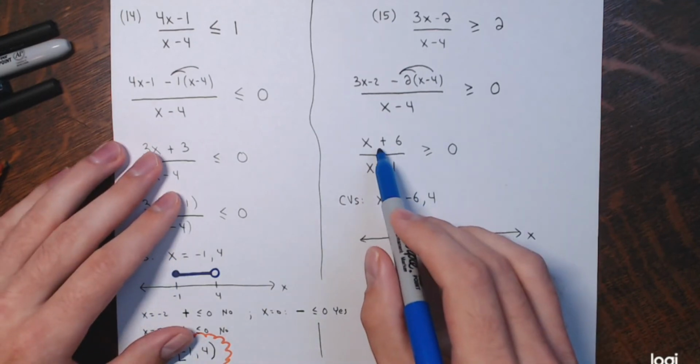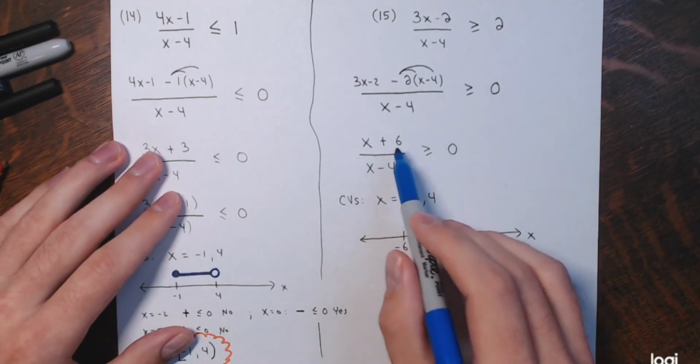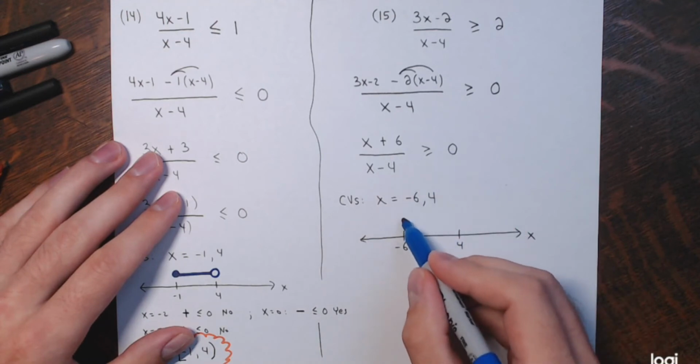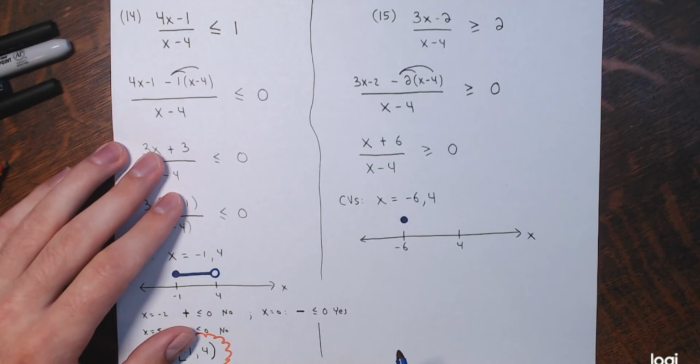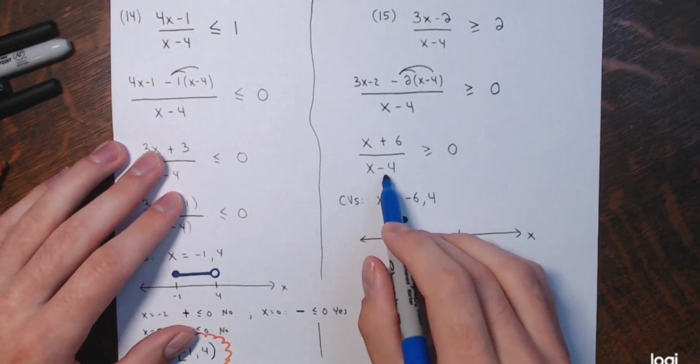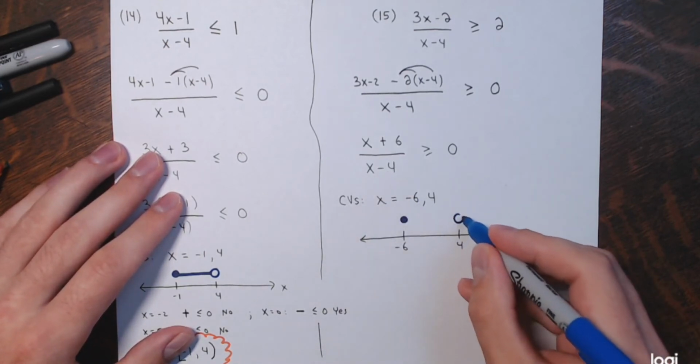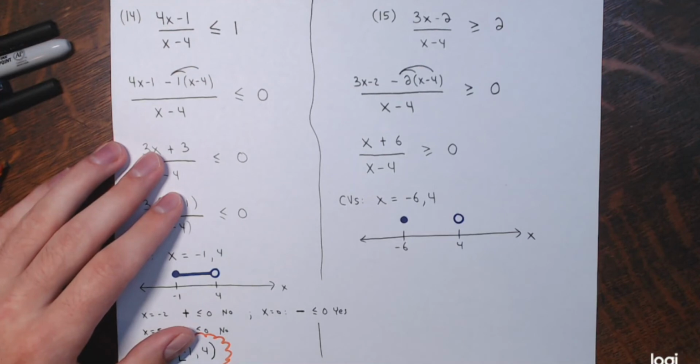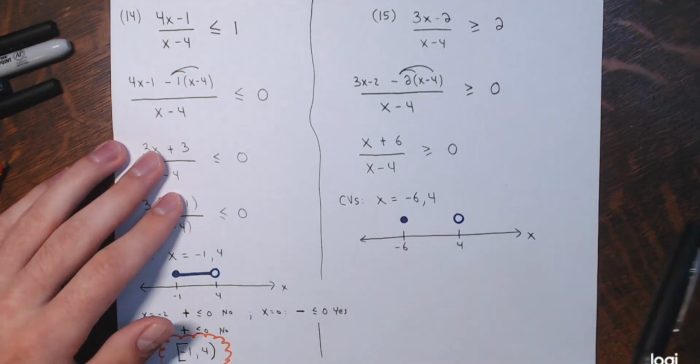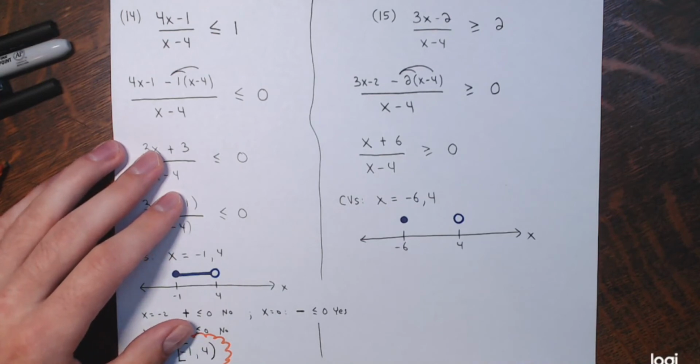Negative 6, when I plug it in, I'd get 0 is greater than or equal to 0. That is true. So a closed point above that. 4 plugged in would make the denominator 0, which is bad, right? That's undefined, so an open point above 4. And then I test values in these 3 intervals broken up by these 2 critical values.